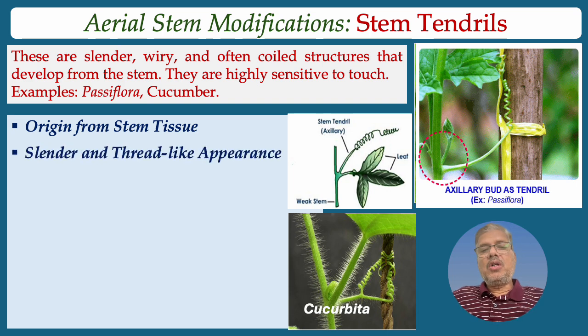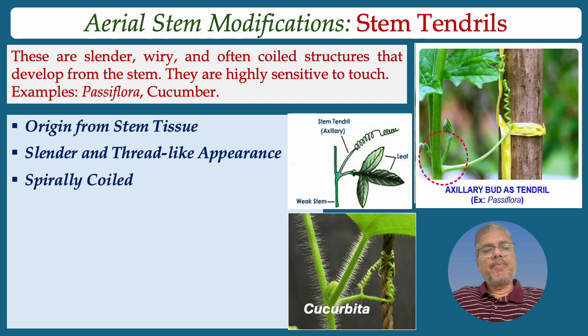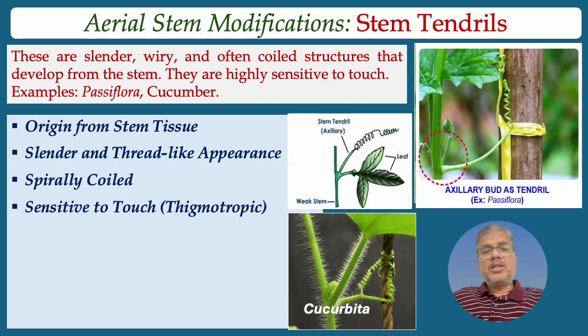They are typically long, thin, and wiry or thread-like structures which help them explore the surrounding for support. Once the stem tendril makes contact with the support, it typically coils tightly around it in spiral fashion. This coiling provides a strong grip and anchors the plant securely. The coiling is a result of differential growth, that is, one side growing faster than the other in response to touch, that is, thigmotropism. The stem tendrils are highly sensitive to physical contact.